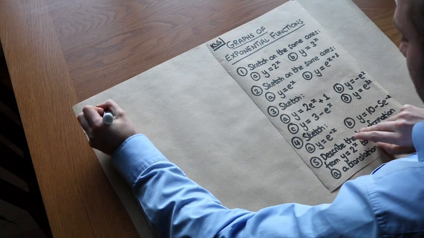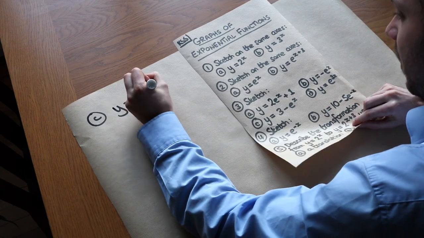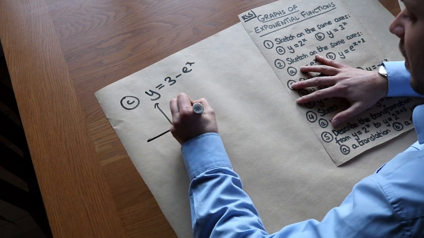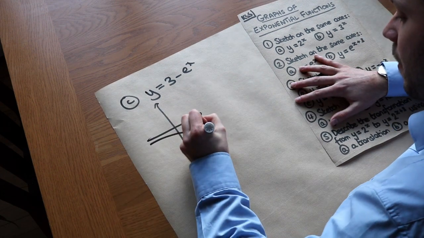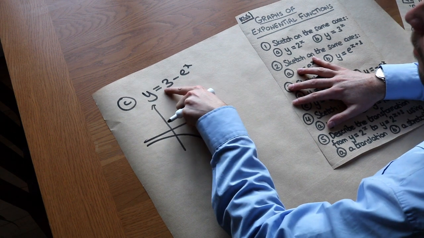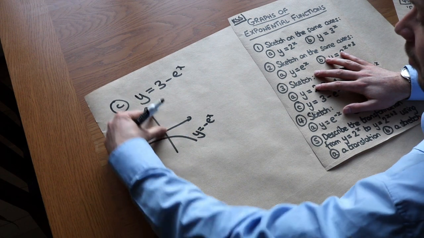Let's do these harder graph transformation ones. We've got y equals 3 minus e to the x. Now I suggest doing this in bits. We know what y equals minus e to the x looks like. It looks like this. And then this is minus e to the x plus 3, if we just write this the other way around. So that's going to translate the graph up 3.